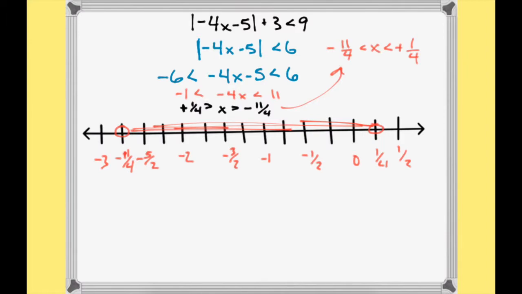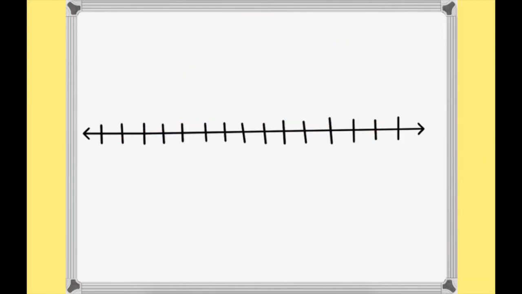So try a couple of those on your own. Let's try x plus 3 is greater than 8, and 3 times the absolute value of 5m minus 6 minus 8 is less than or equal to 13. Pause the video and give those a shot, and then unpause the video and see how you did.